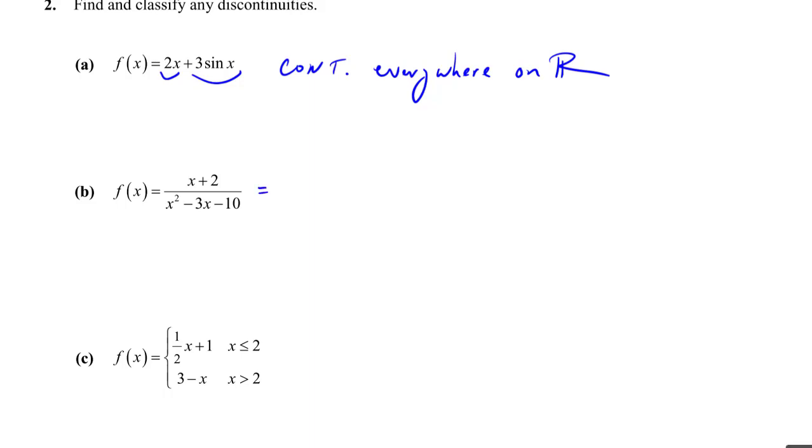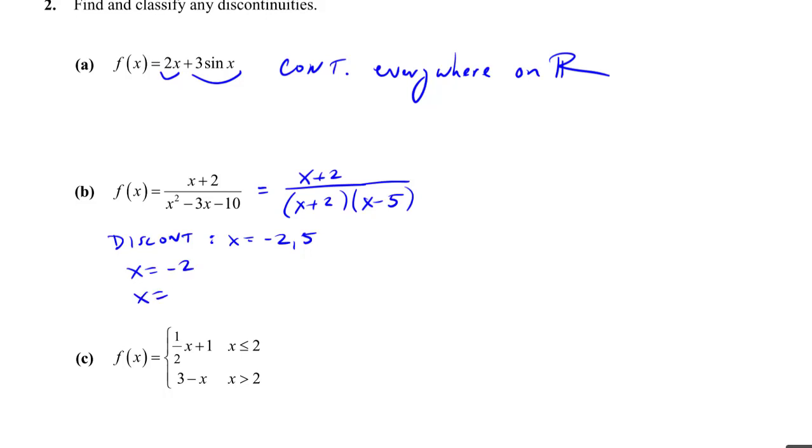Okay. Here we have a rational function, so we know it's not going to be continuous where it's not defined. So I'll have to figure out the factoring here. So factor the denominator, that would be x plus 2, x minus 5. Okay. So we know there are some discontinuities. Definitely -2 and 5 because it's not defined there, and that's the only place where a rational function will have discontinuities, where it's not defined.